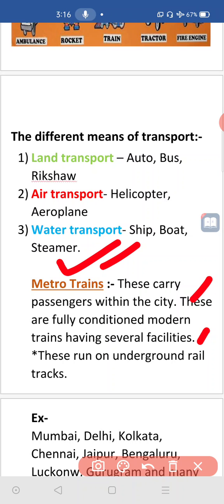These run on underground rail tracks. It means tunnels, especially tunnels, and under the ground we are going to put these tracks. There these metro trains will run. These are carrying passengers within the city from one area to another area. Bengaluru is a big city. From one area to another area there will be lots of distance. To cover those distances, they are using metro trains. The metro train facility in Bengaluru is called Namma Metro.